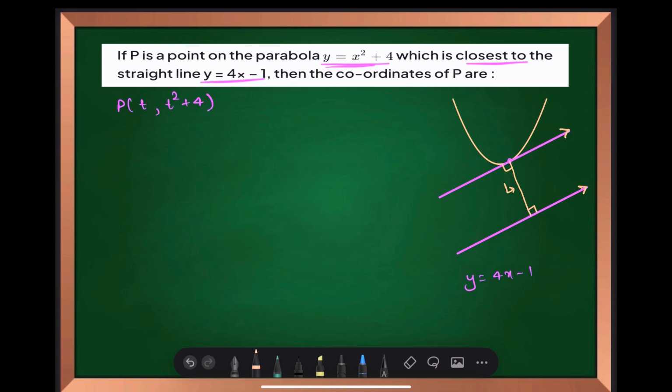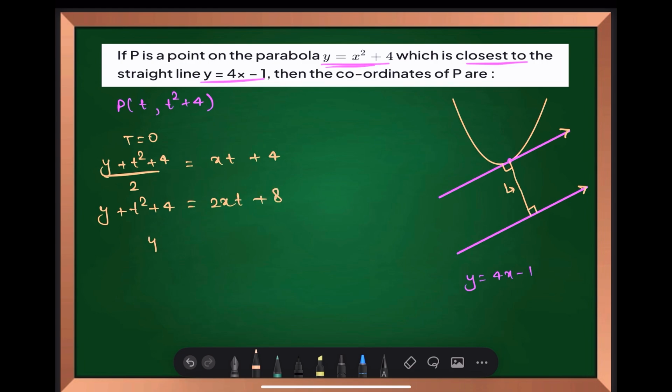Okay, now how will we find the tangent? Like you know it is T equals 0, you will get the equation of the tangent. So it is y plus y1, that is (t square plus 4)/2, equal to x1, okay, plus 4. Now let's multiply both sides by 2. So we will have y(t square plus 4) equals 2xt plus 8.